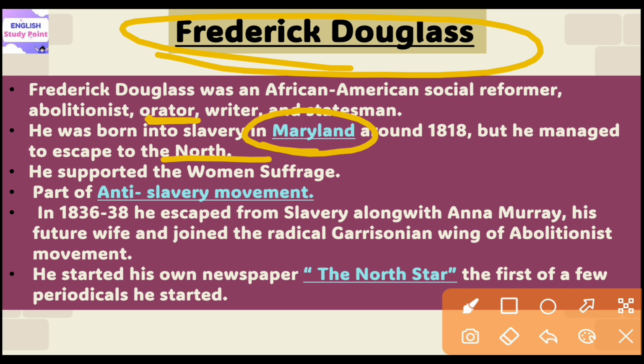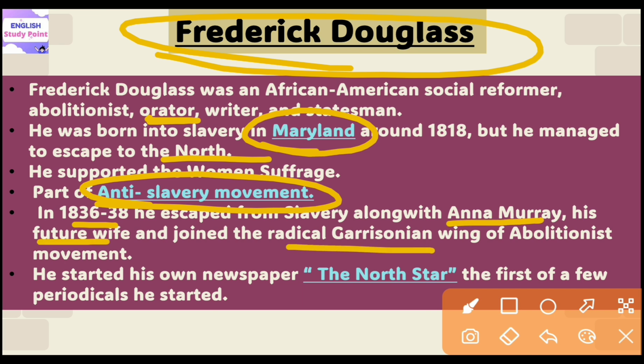He was also a part of the anti-slavery movement, in which he believed in equality for all people. He regarded slaves as human beings. He insisted to everyone that slaves and people from high caste should be treated equally. In the year 1836 to 1838, he escaped from slavery along with Anna Murray, his future wife, and joined the radical Garrisonian wing of the abolitionist movement.